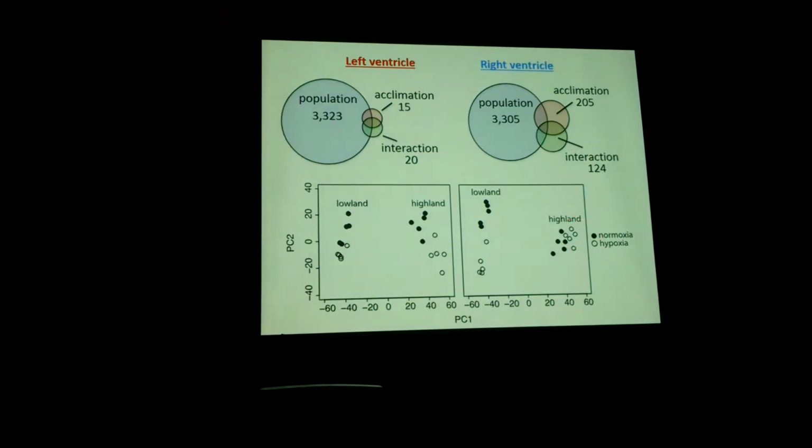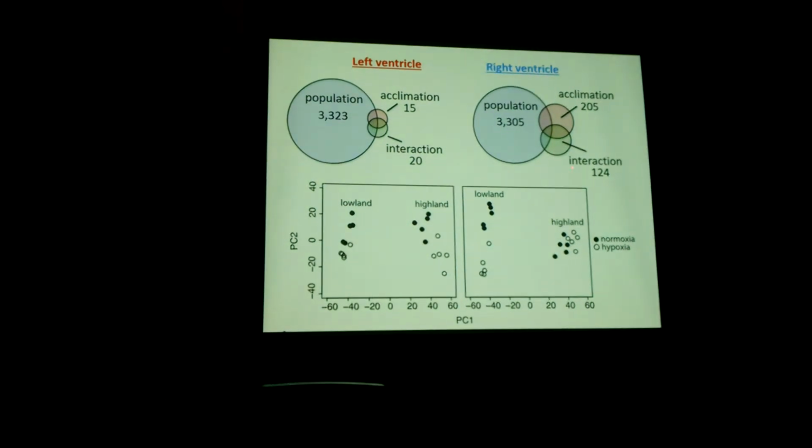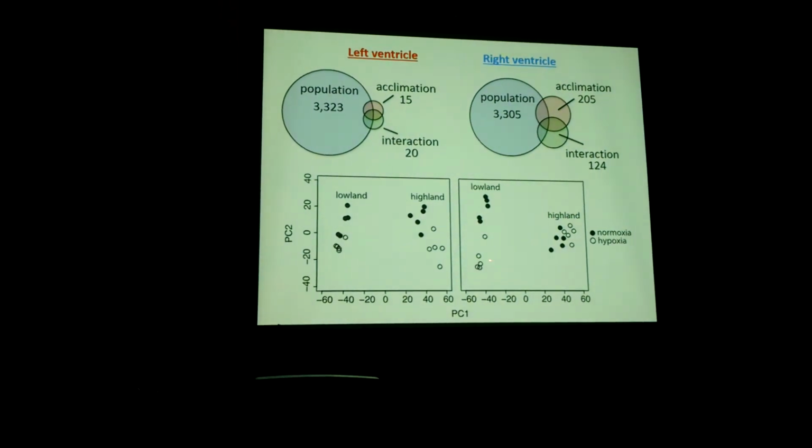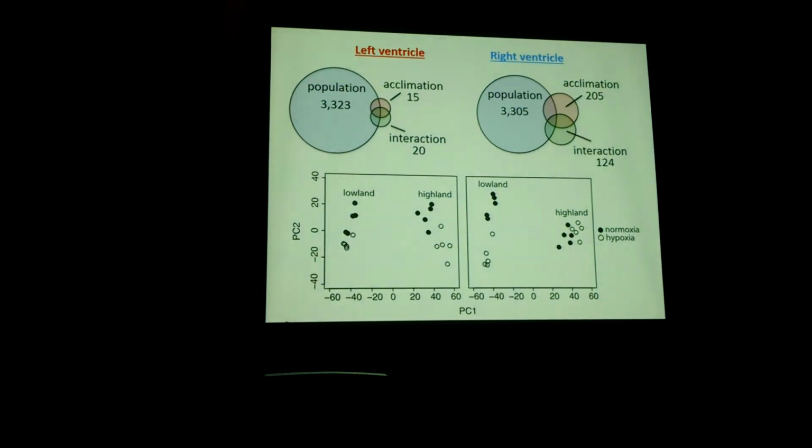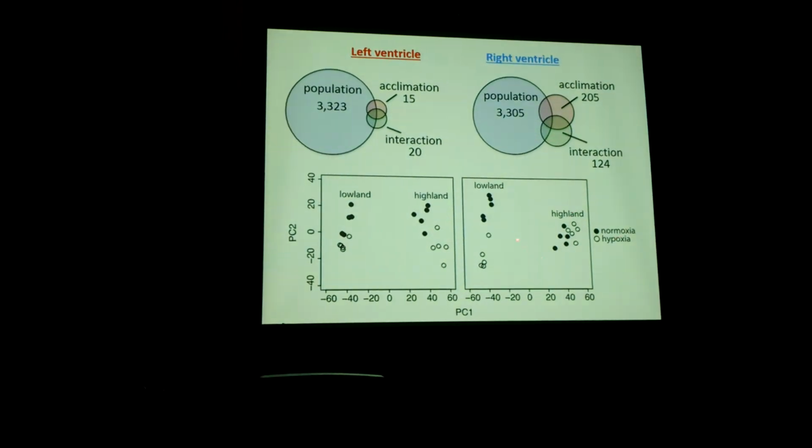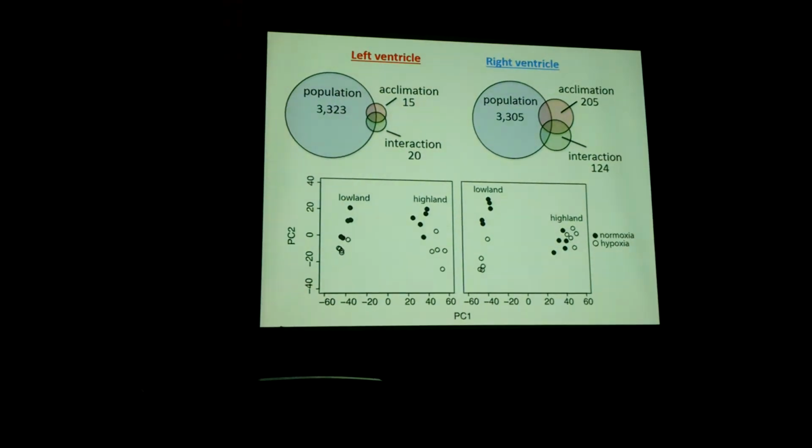In Highland individuals, we see that those hypoxic and normoxic treated individuals cluster very tightly together. So this suggests that in the right ventricle, lowlanders are responding to hypoxia differently than Highlanders are responding, if Highlanders are really responding to hypoxia at all.